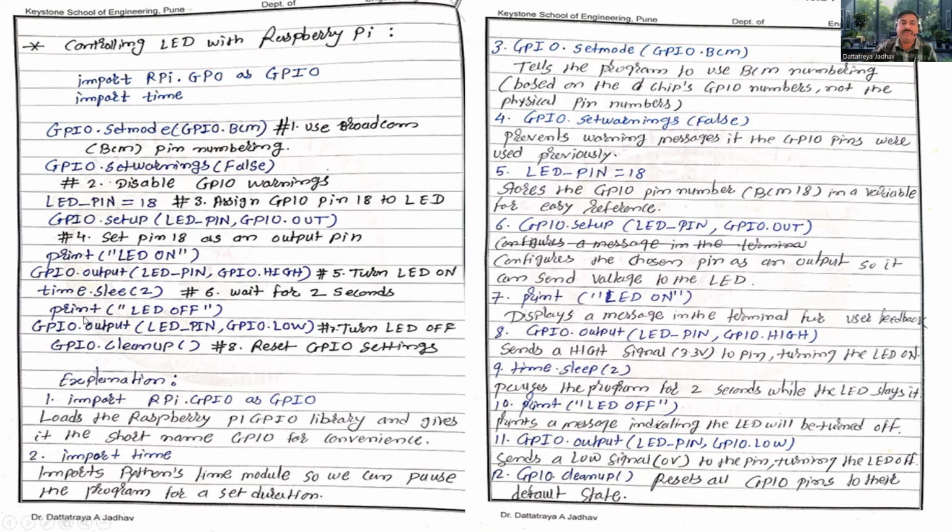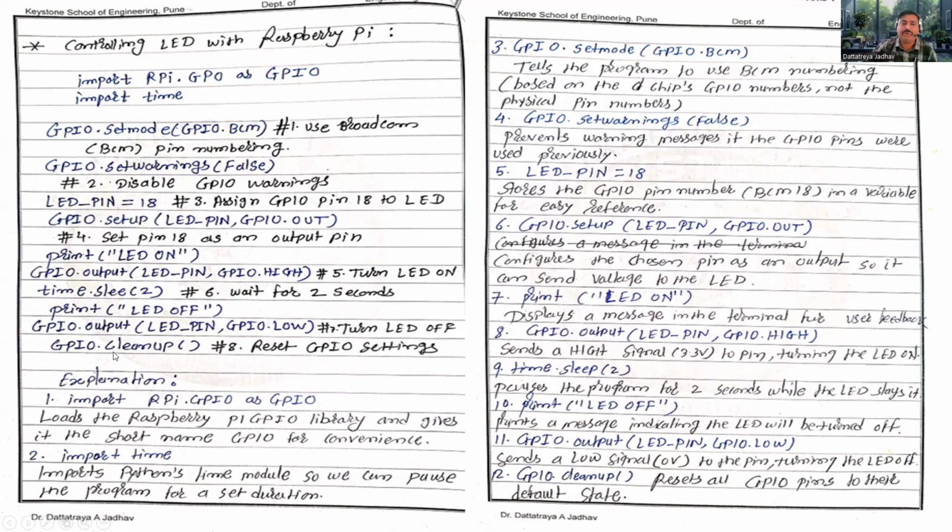Next we print that the LED will be off, so we need to turn it off. Then GPIO.output(LED_pin, GPIO.LOW). Low means that it should be off. So the LED will be turned off. Then we have to reset the GPIO setting, the GPIO pin, again.